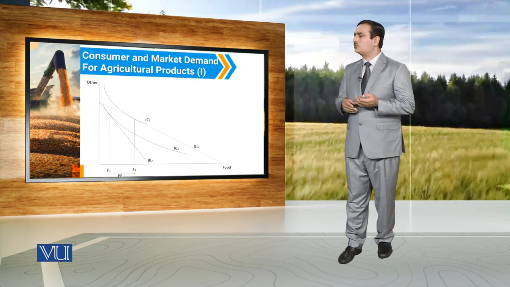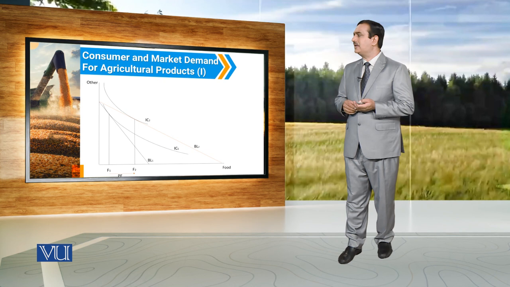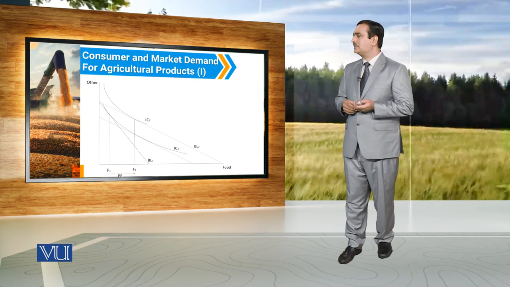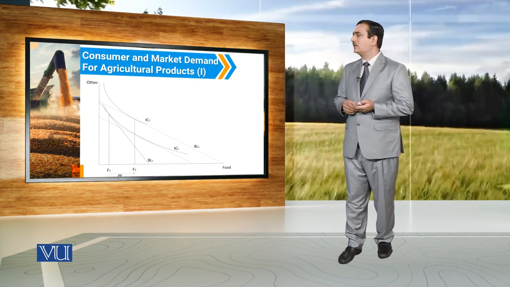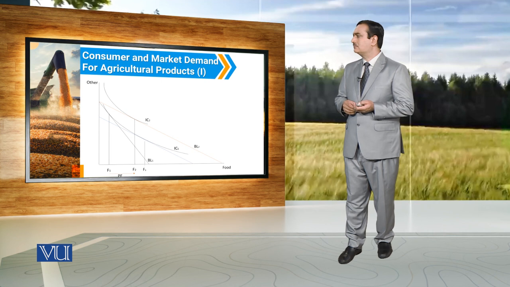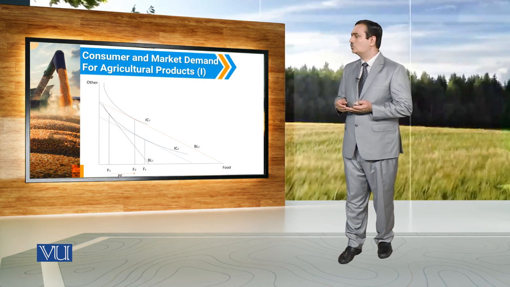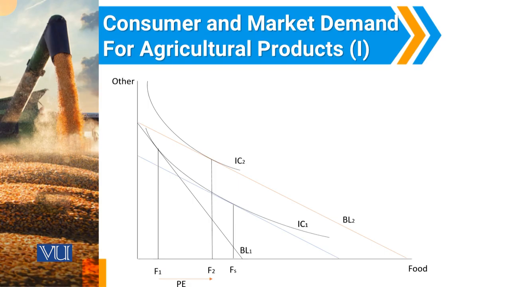And again, to find out substitution effect, we have to draw another budget line that is parallel to BL2, but tangent with IC1. So against this point of tangency, we can find out the quantity of food that the consumer will use, and we are denoting that quantity of food with FS. So the movement from F1 to FS is because of substitution effect, while the movement from FS to F2 is income effect.